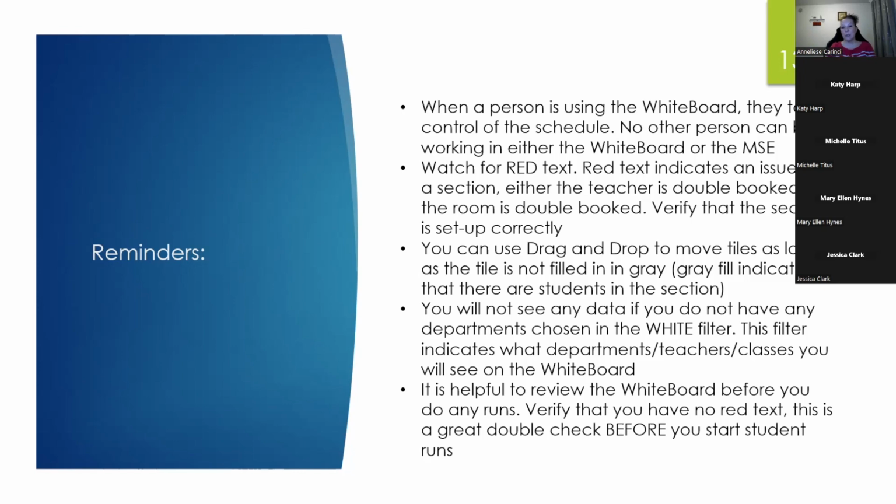Watch for the red text when you're in the whiteboard, because if you're trying to choose a teacher, if you see them in red, don't just say, oh, that's weird, and choose them anyway. That teacher is not available in that period. And then you will end up seeing the double book when you save it. Okay, so the red is there for a reason. It indicates an issue with either that teacher or the room or the class itself.